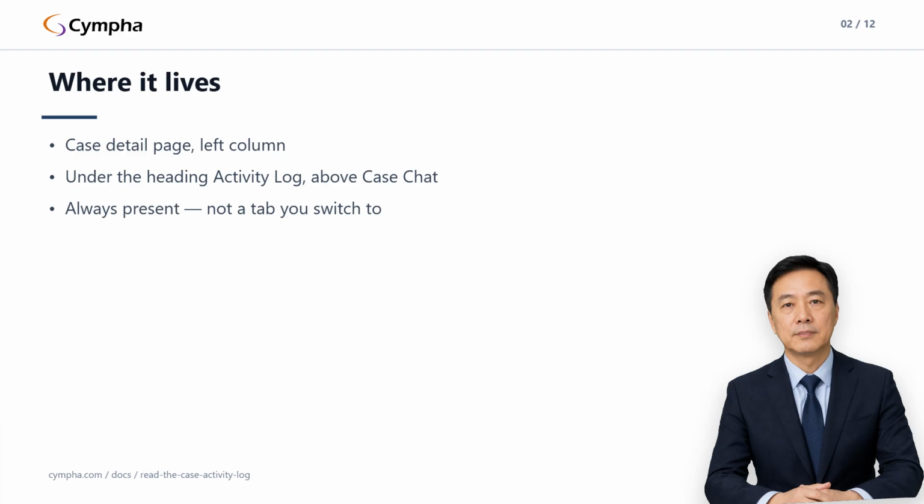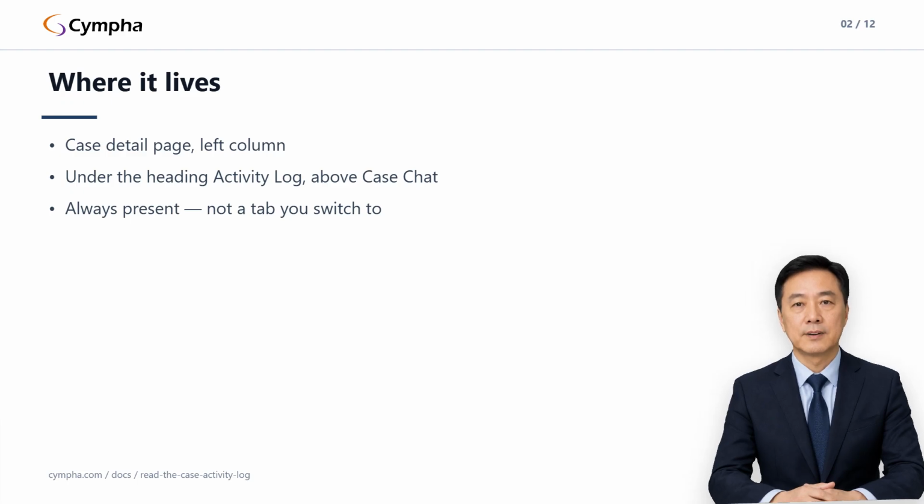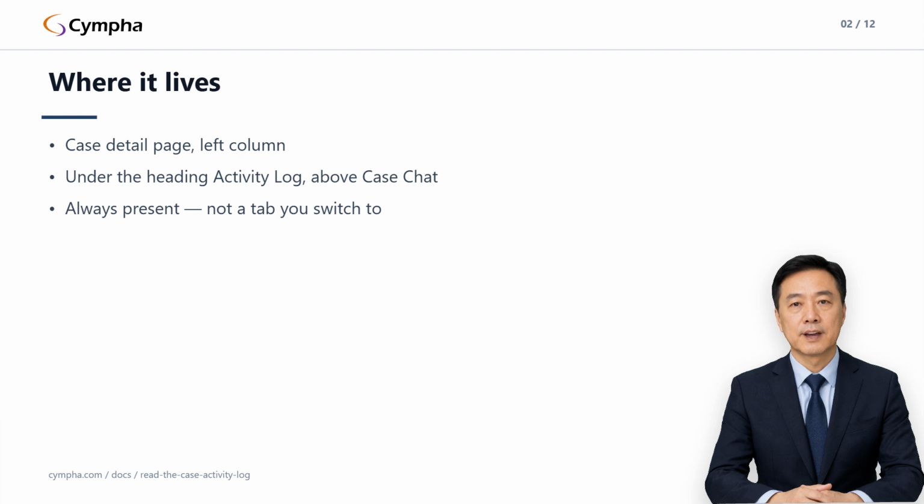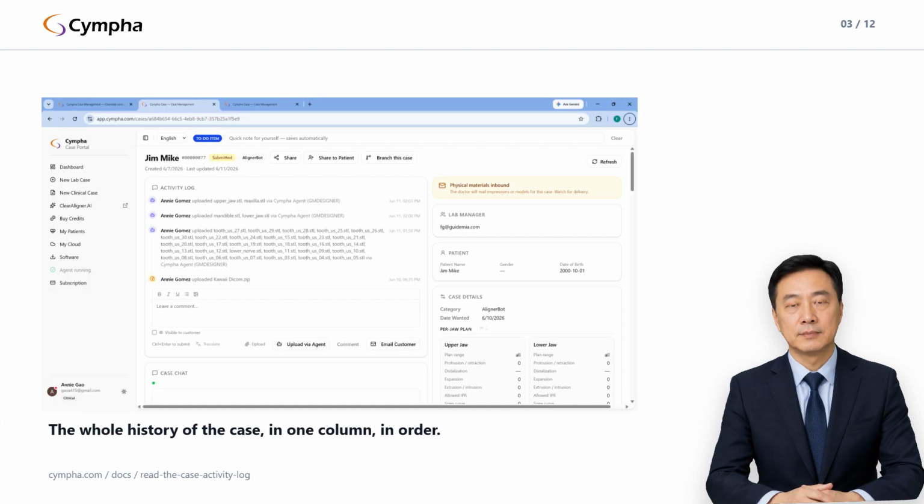This is the case detail page. The left column is the part we care about today, the running timeline of everything that has ever happened on this case. Notice that it sits right next to the files, the patient information, and the assignment panel. That proximity is the point. When a question comes up, did the doctor ever see this file? When did the status change? Who was holding the case last Tuesday? You answer it from the same screen where you do the work. No exports, no separate audit system, no asking a colleague to check their email.